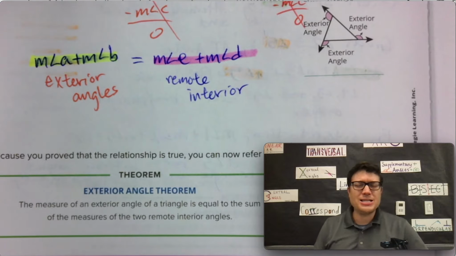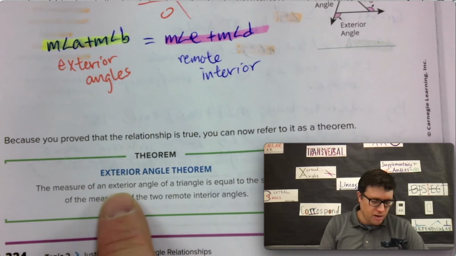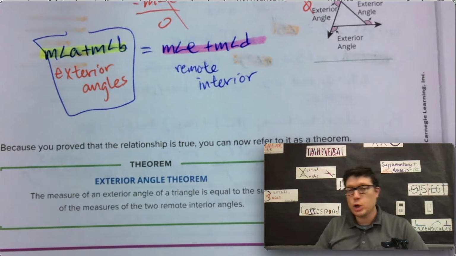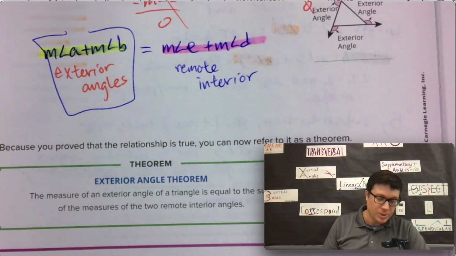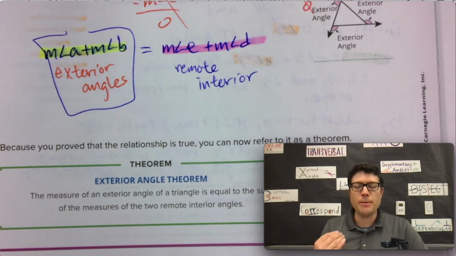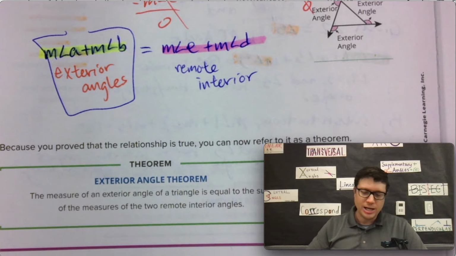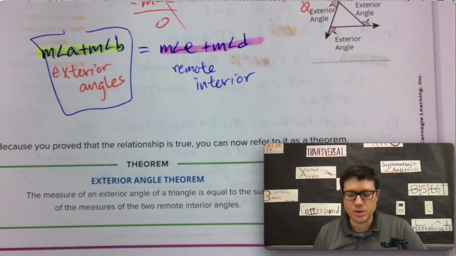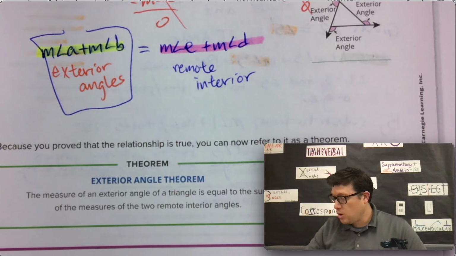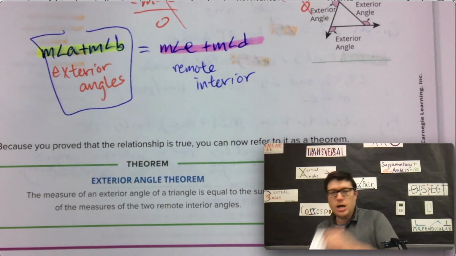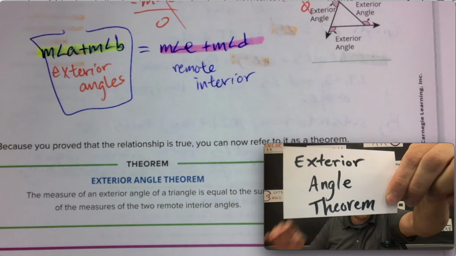That's exactly the exterior angle theorem. The measure of the exterior angle, so adding up those pieces, call it one total angle, is equal to the sum, addition, the sum of the measures of the two remote interior angles. I guarantee there's going to be some solving questions you're going to have to do with this. Anyway, there it is. That is what we need to write down for the exterior angle theorem.